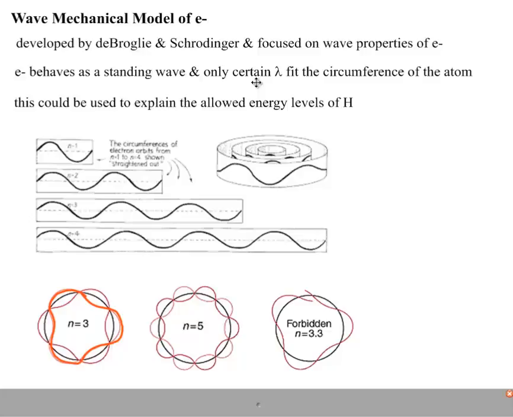We could have 5 wavelengths for this circumference if the wavelength were shorter. 3.3 doesn't work because we don't have an overlap. We don't have perfect wave pattern matching. So that would be not allowed. That would not be an appropriate energy level or circumference for our energy level for the electron.